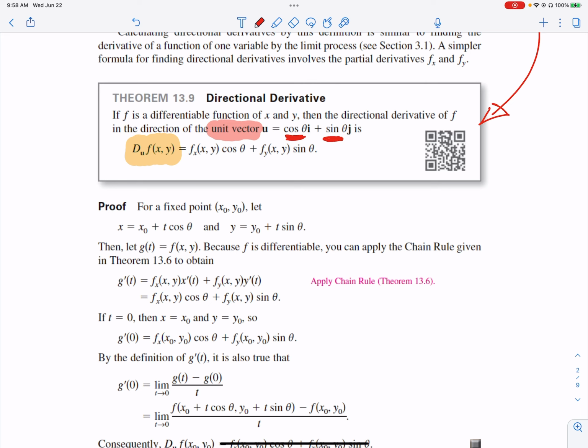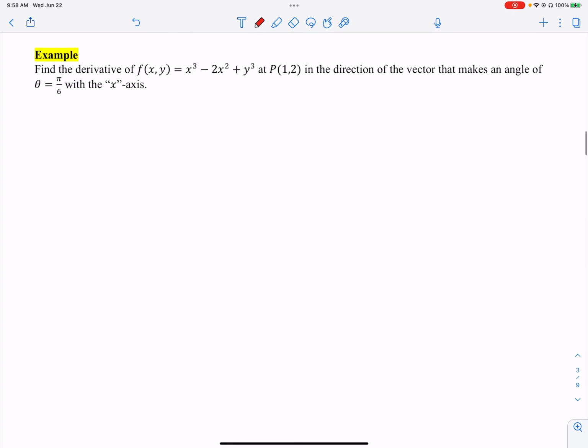Now, let's take a look at our formula. We have the x coordinate, cosine, with our partial with respect to x. There's no i or j. Remember, a derivative is a number. We just have to know what direction it's in. And then we add the y component, sine of our unit vector, times our partial with respect to y here. I am going to talk about this directional derivative within an example. So let's get at it.